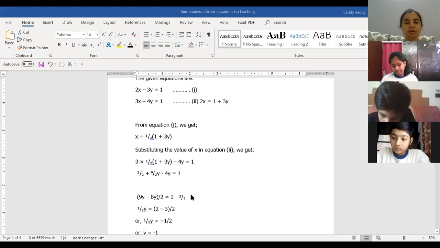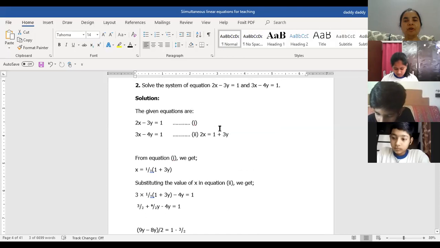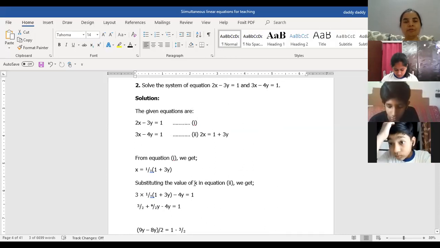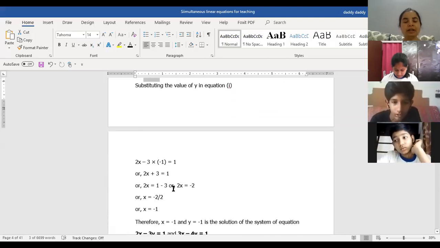Okay, so this was half y, which is y by 2. Similarly, on the right side also, you will take the LCM and you will get this expression. And after that, you will get half y is equal to minus 1 by 2. So y is equal to minus 1. After getting the value of one variable, you select the equation of your choice from the two equations which were given. Either you select equation 1 or equation 2, your choice, and put the value of y as minus 1, and you will get the value of x also.